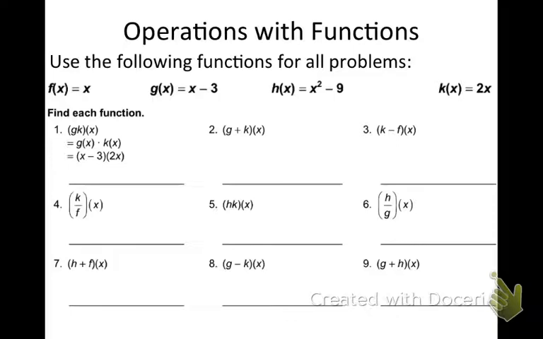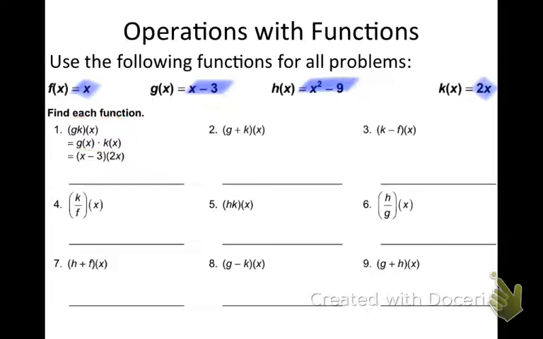Use the following functions for all problems. In these functions, f of x equals x, g of x is x minus 3, h of x is x squared minus 9, and k of x is 2x. So I have 4 different functions that I'm going to use to evaluate these. First, I have g, k of x. When they're written like that, that really just means g of x times k of x.